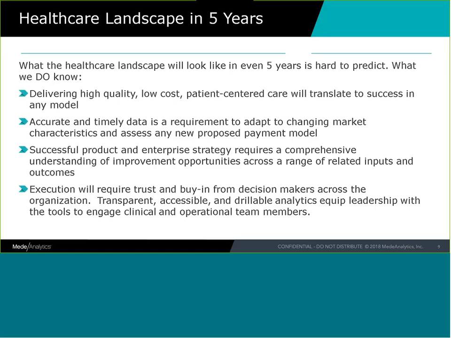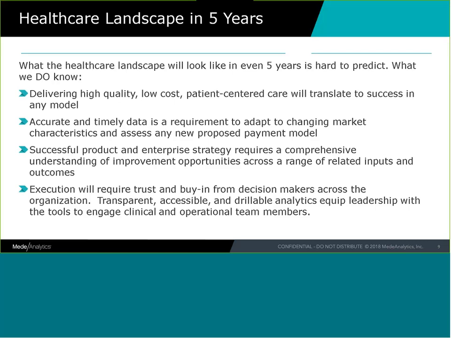Instead, there are some things that we do know, regardless of which specific contract wins out or what government regulation comes down the pike. First, we know that delivering high-quality, low-cost, patient-centered care will translate to success in any model. This is true under fee-for-service. It's true under ACOs, bundled payments, true under shared risk or integrated delivery networks. High-quality, low-cost, patient-centered care is and always will be the goal of healthcare.